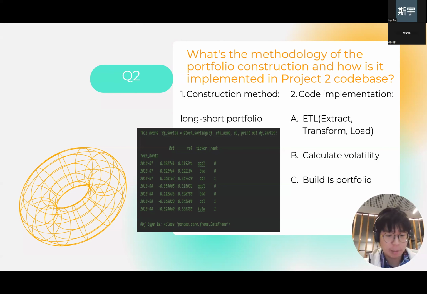This step is implemented in the code through the stock sorting function. Construct a LS portfolio. According to the groups, each month go long the stocks in the last quantile and short stocks in the first quantile to build the LS portfolio. Calculate returns. The monthly return of the LS portfolio is calculated by the DF calculation function.